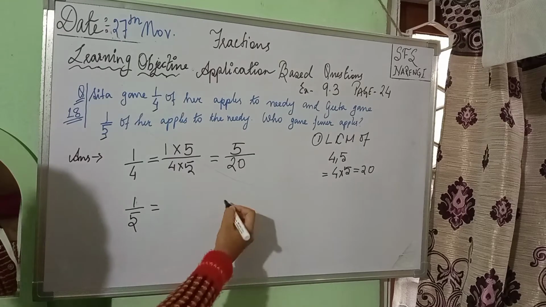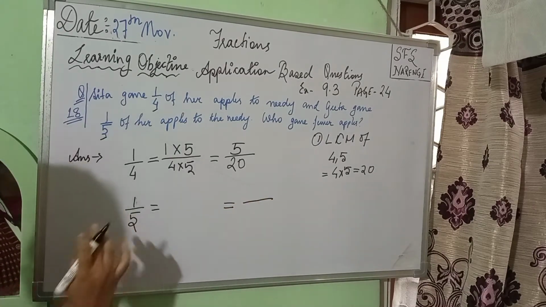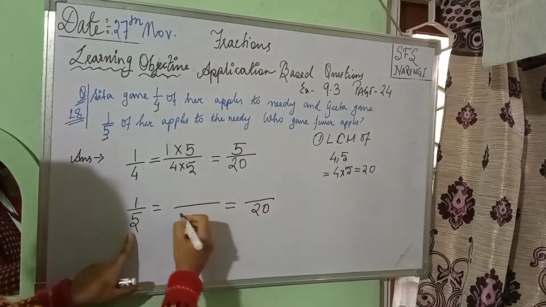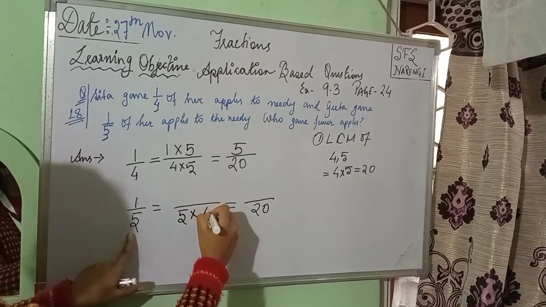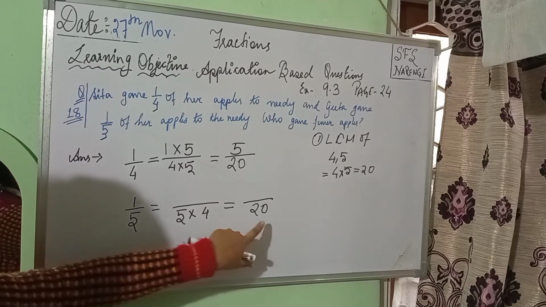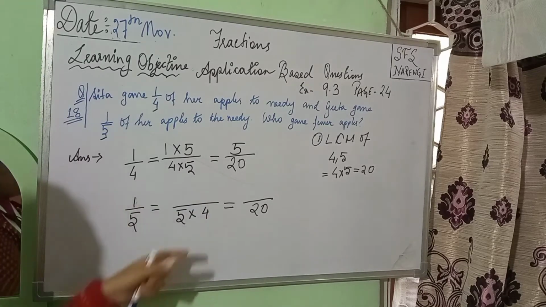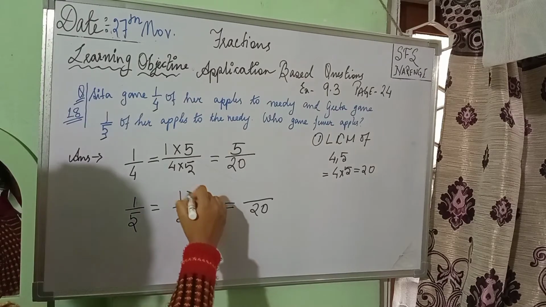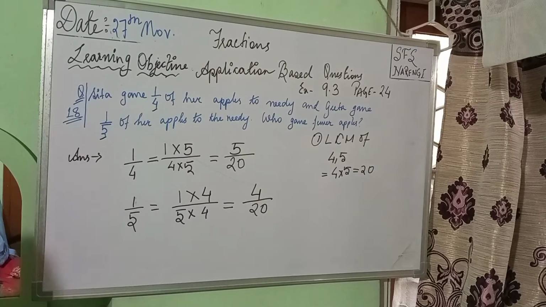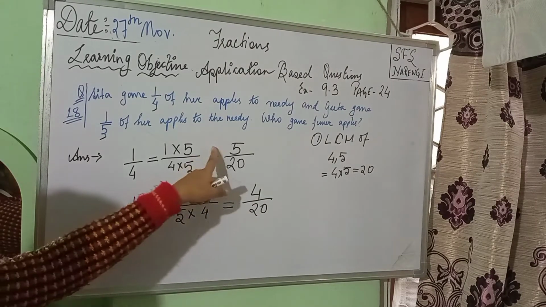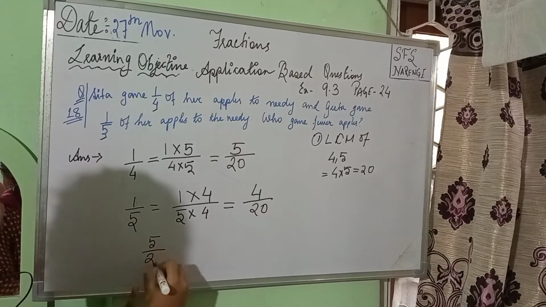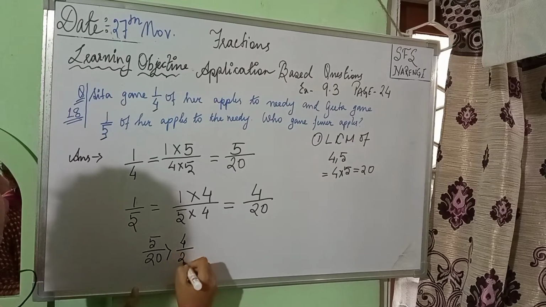Okay, similarly, what do I do? I try to write 1/5 such that the denominator is 20. So when will I get the denominator 20? When I multiply 5 with 4. Because I know that 5 multiplied by 4 is 20. Since I am multiplying the denominator by 4, let me also multiply the numerator by 4. So I have 4/20, right? So children, 5 is greater than 4. We all know that. So I can say that 5/20 is greater than 4/20.